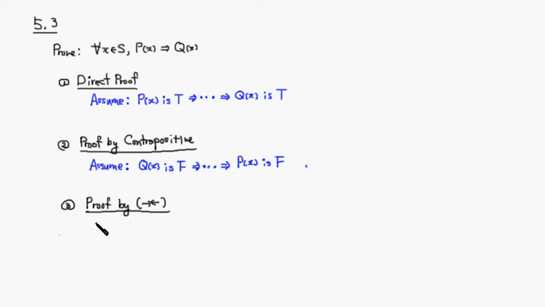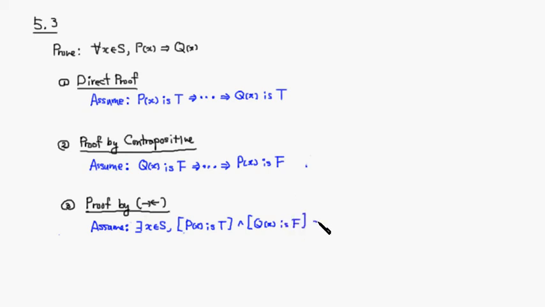Proof by contradiction: what you do is assume the opposite. The opposite of a for-all statement would be that there exists some element x in S such that P of x is true, so the hypothesis is true. However, the conclusion is false. So Q of x is false.